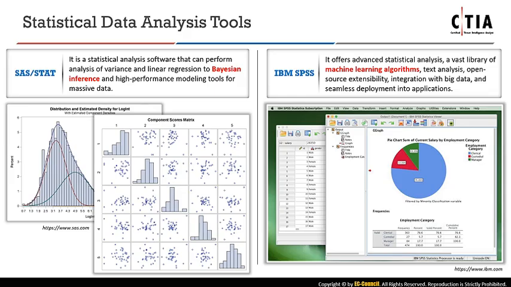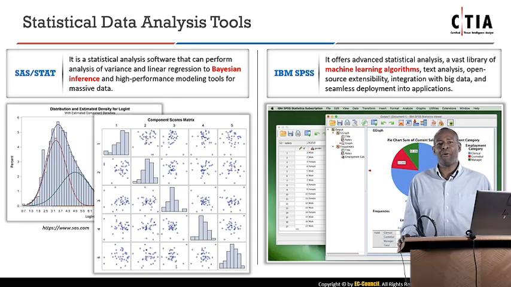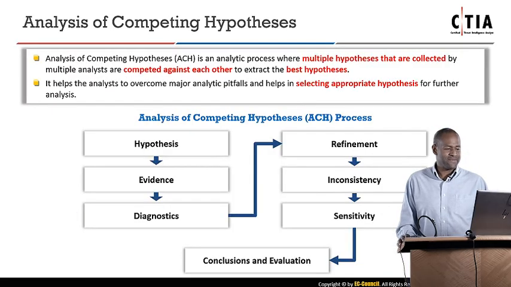So this will do text analysis. Open source extensibility, meaning that if you have open source tools, you can plug them in, and its integration with big data and seamless deployment into your other applications. And so I have a little example of both of these. IBM, I don't know if you've heard of that company. IBM.com is where you can go find it. So SAS and IBM both make really, really good tools for data analysis.